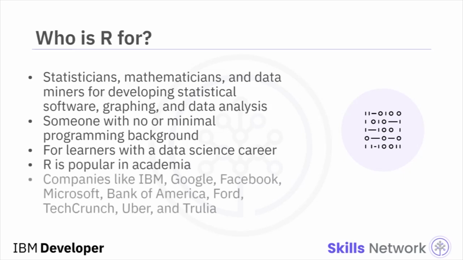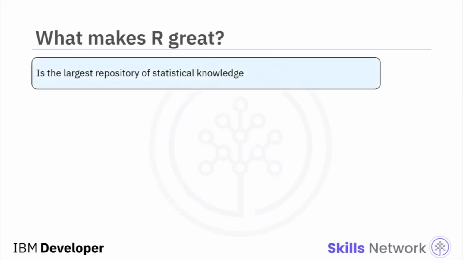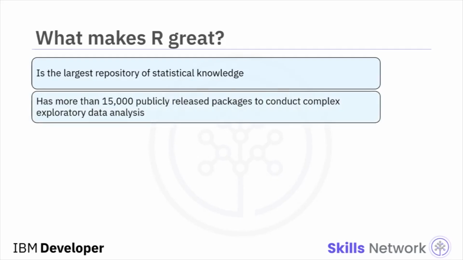In addition, companies that use R include IBM, Google, Facebook, Microsoft, Bank of America, Ford, TechCrunch, Uber, and Trulia. R has become the world's largest repository of statistical knowledge. As of 2018, R has more than 15,000 publicly released packages, making it possible to conduct complex exploratory data analysis.